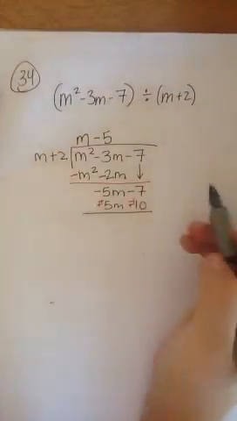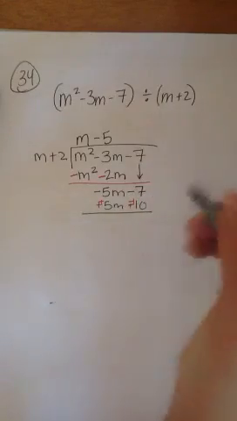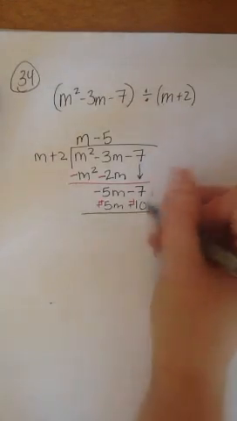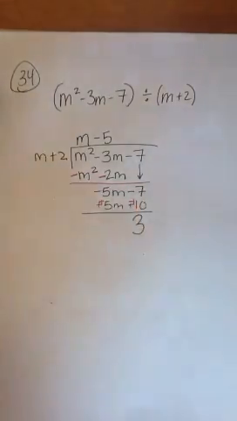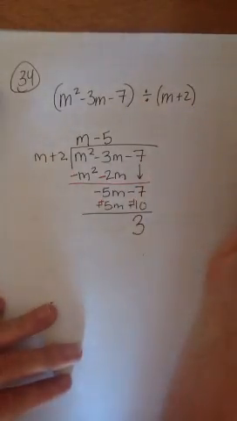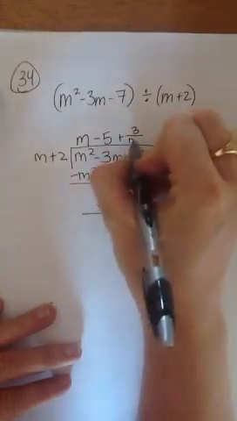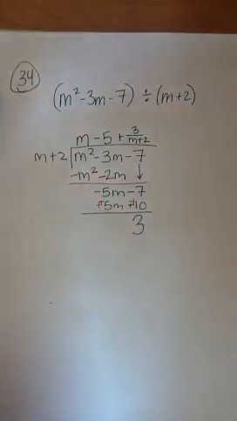Draw my line. M's are canceled because you have a negative 5 and a positive 5. Negative 7 plus 10 is a 3. 3 is your remainder. I have an m, I can't make it a 3. So I'm going to put plus, 3's on top, m plus 2 on the bottom.